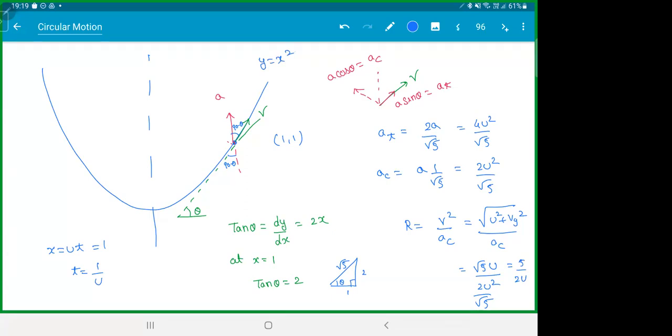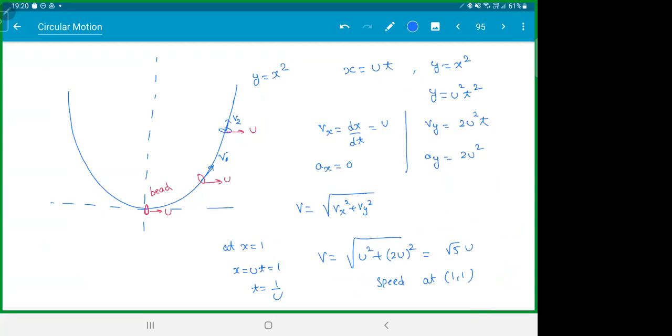Again, I'll explain the whole thing. Listen carefully to what I did. The first thing is horizontal velocity is constant. So I took x is equal to ut. If I know the x coordinate, I know the y coordinate. If I differentiate the x coordinate, I get velocity. If I differentiate again, I get acceleration. In the horizontal direction there is no acceleration, it is 0.